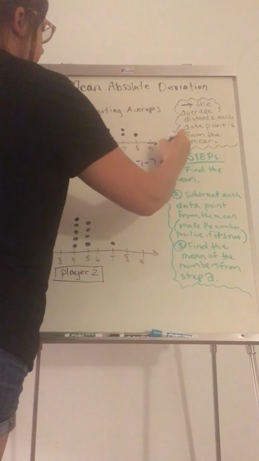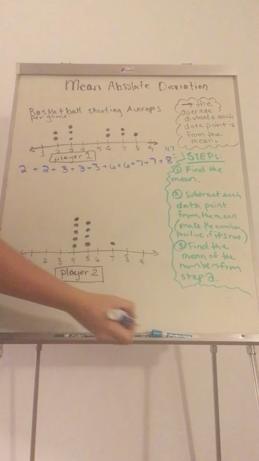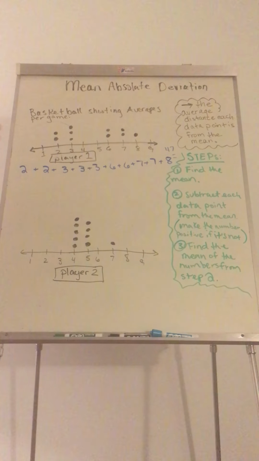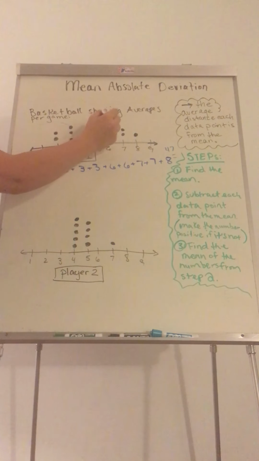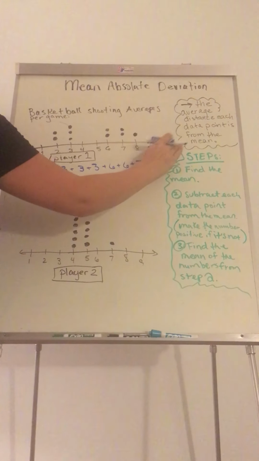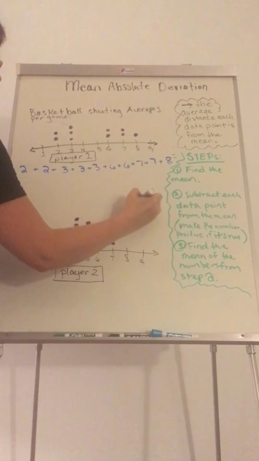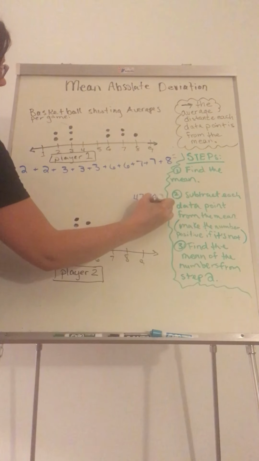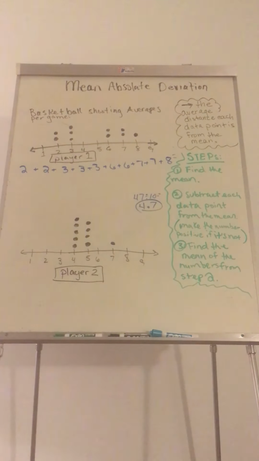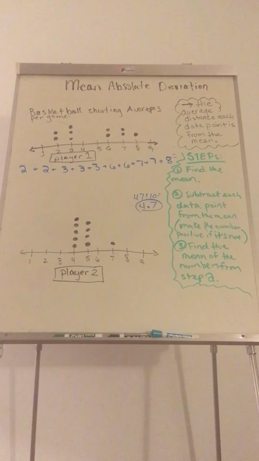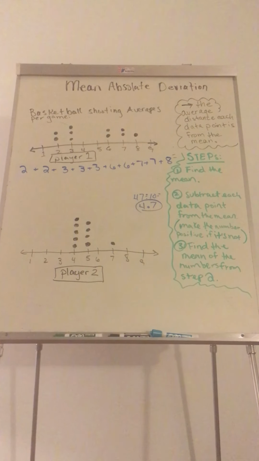I find the mean by dividing the sum by the number of data points there are. There are 1, 2, 3, 4, 5, 6, 7, 8, 9, 10. Okay? So I take 47 and I divide by 10, and the mean is 4.7. Now, the next step is to subtract 4.7 from each data point, because you're finding the distance numerically each point is from it. So that's exactly what I'm going to do.